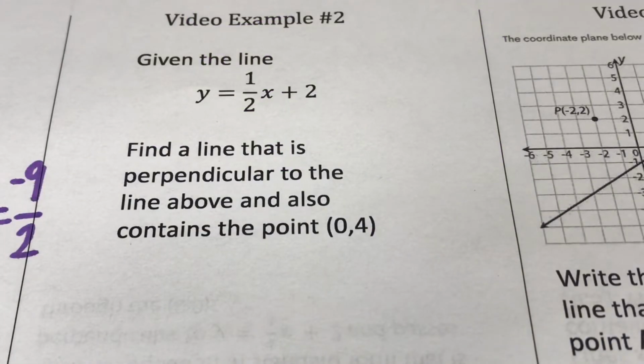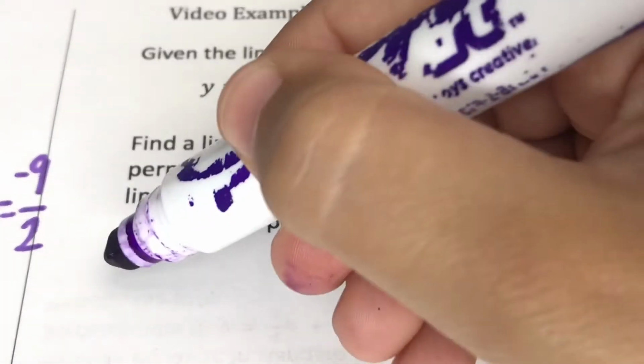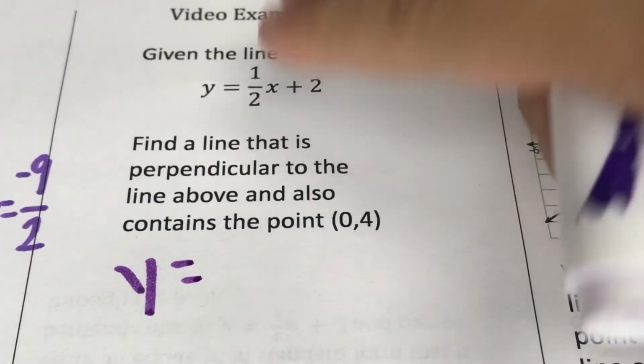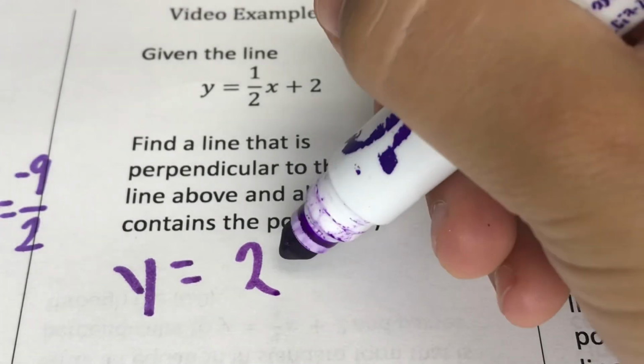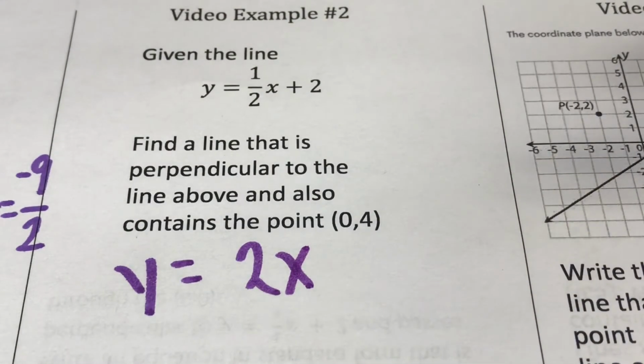This question says, given the line y equals 1/2 x plus 2, we want to find a line that's perpendicular to this line above and also contains the point 0, 4. So first, let's write the negative reciprocal slope of 1/2. If we flipped 1/2, the 2 would now be on the top and the 1 would be on the bottom. So that's just the number 2. But don't forget, it's the negative reciprocal, so we have to add a negative sign to that too.